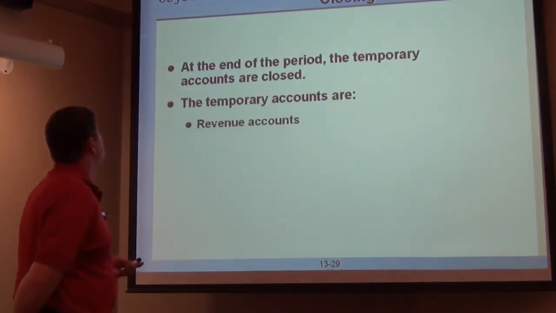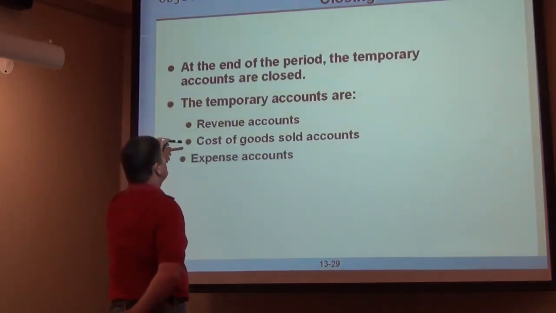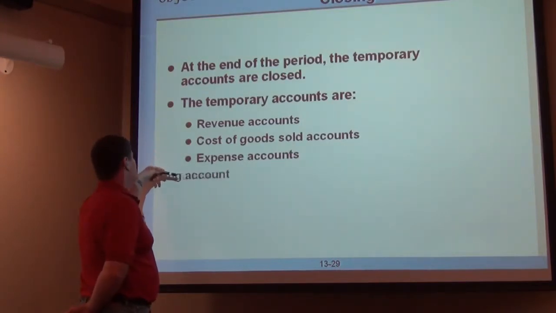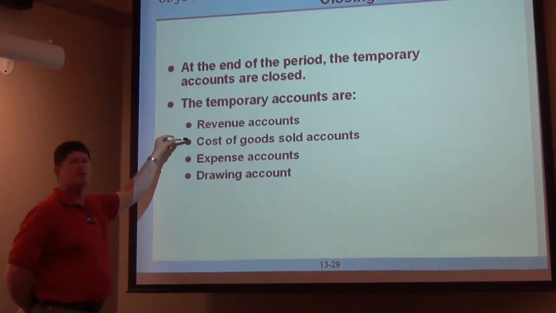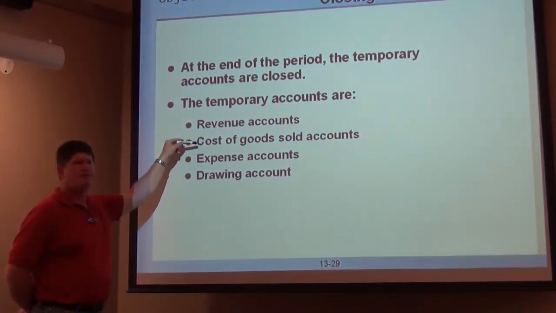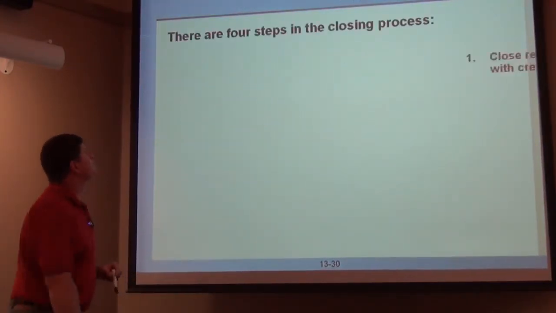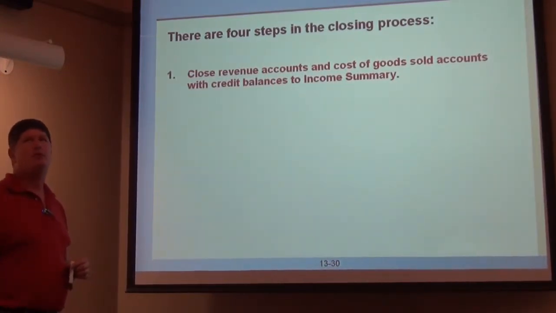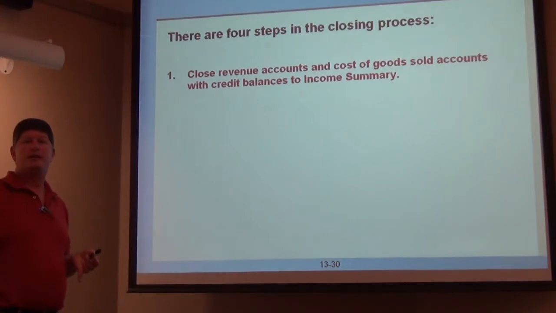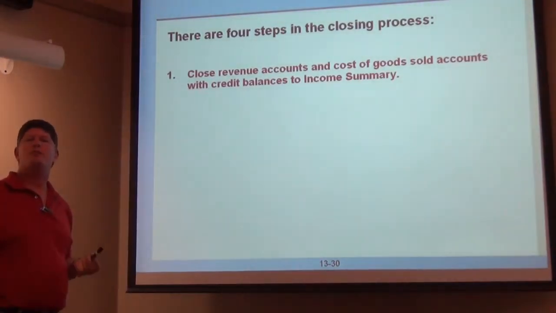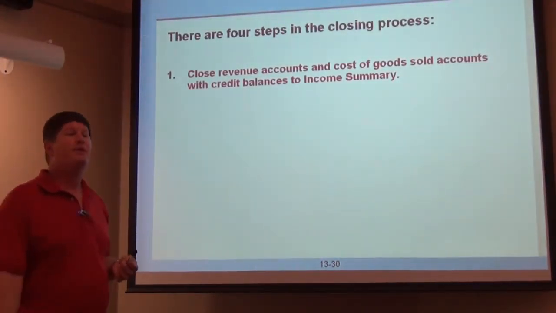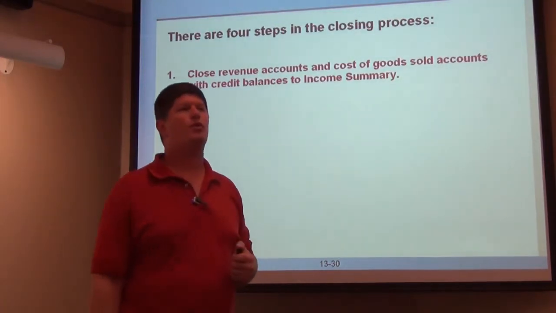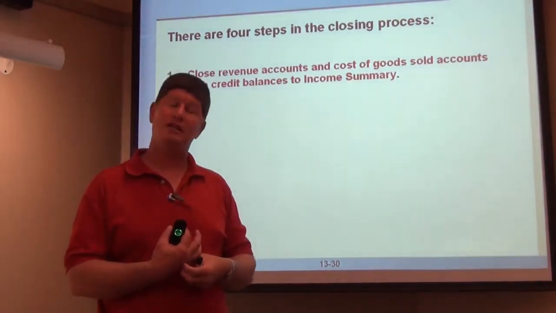All right, here we go. Close the revenue accounts, close the expense accounts, close the drawing account, close the cost of goods sold accounts. Okay? And that's the new one. But really, they're debit accounts, so you would close them like an expense account, except for the beginning and the ending inventory, because where does the inventory account sit? Is it in the income statement?